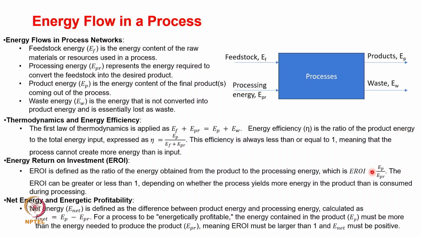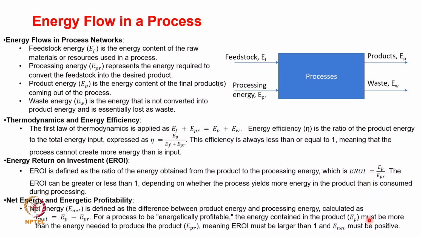Another concept is EROI, which is typically called energy return on investment. Energy return on investment is defined as the ratio of energy obtained from the product to the processing energy. So, EROI in this case is EP divided by EPR. So the EROI can be greater than or less than 1, depending upon whether the process yields more energy in the product than is consumed during processing.